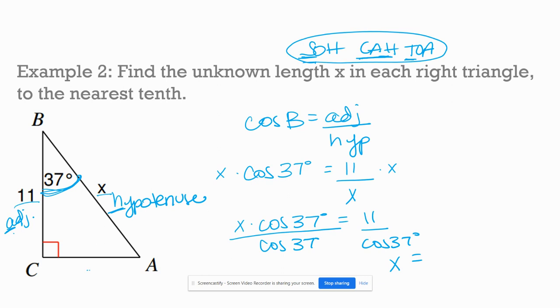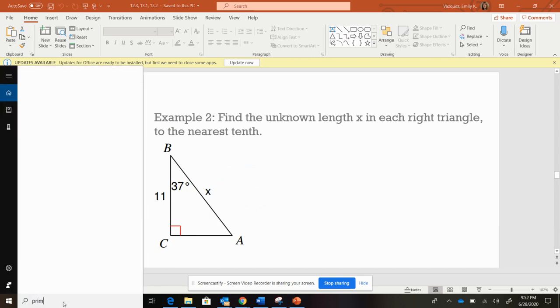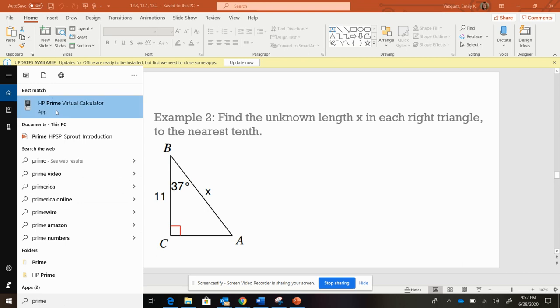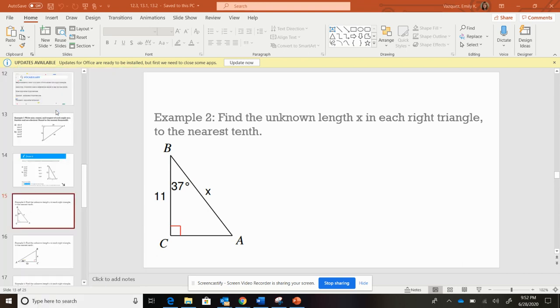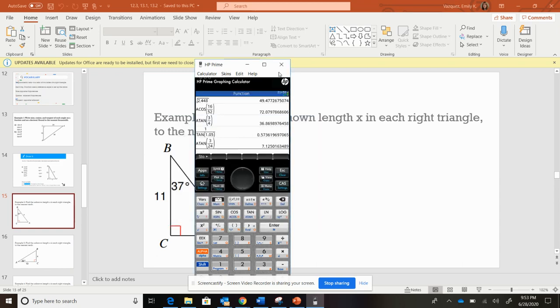Or actually, I might be able to show you how to do this. 11 over cosine of 37. So I'm going to pull up my calculator. And if you guys have yours on your phone, I find that that's a little bit easier. It was 11 divided by cosine of 37.